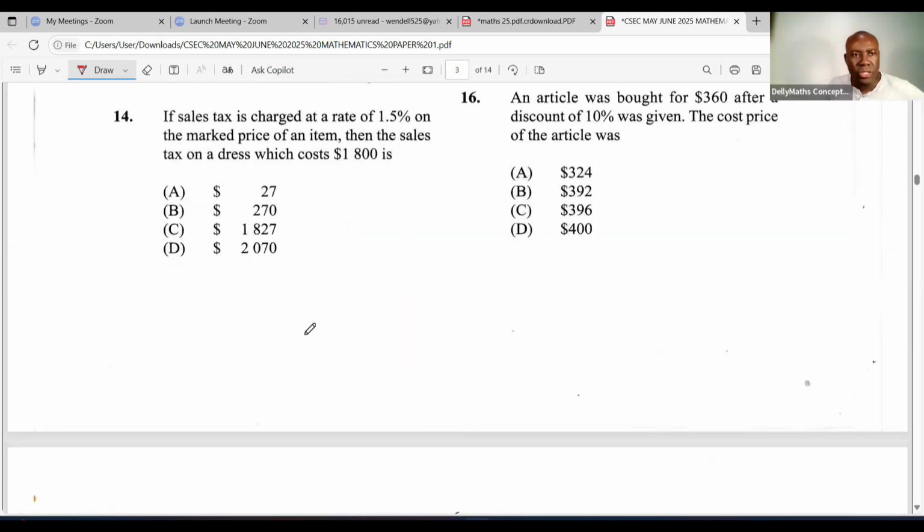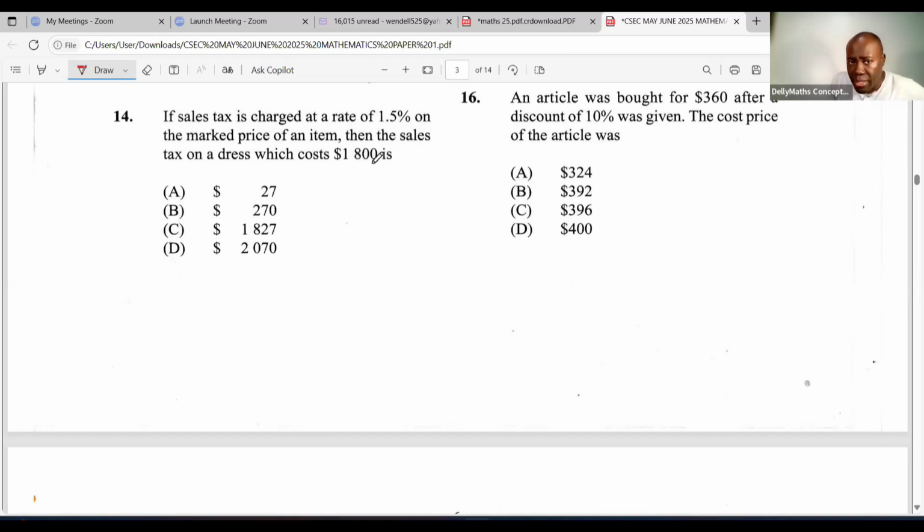Now let's get to question 14. If a sales tax is charged at a rate of 1.5% on a marked price of an item, then the sales tax on a dress which costs 1,800. Remember, you could work this out the long way or you could just go the short way. One of the ways I could do this is that I could use 1% plus half percent. Okay. So let me just do it that way.